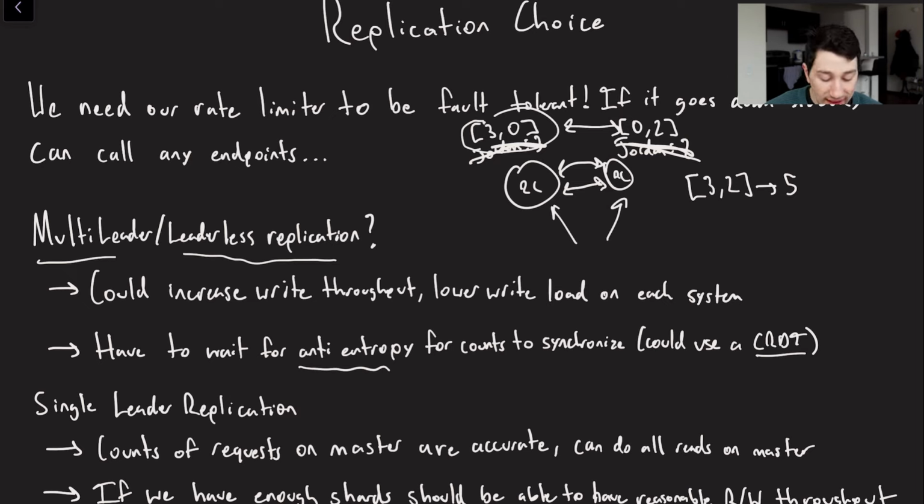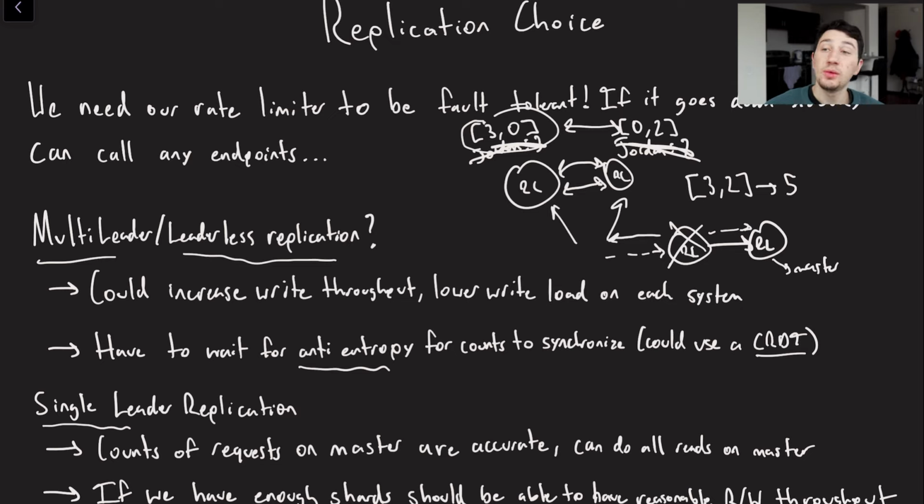Even still, I think it would be better off to just be accurate in our rate limiting counts from the get-go, and the way that we can do that most easily is by using a single leader. So if we just have a single master node, RL right here, and that's got something like a follower, if I write to the master node, this is going to be asynchronous over here to the follower, and then I can always just make read requests from the master node as well. And if this guy goes down, then this guy becomes the master.